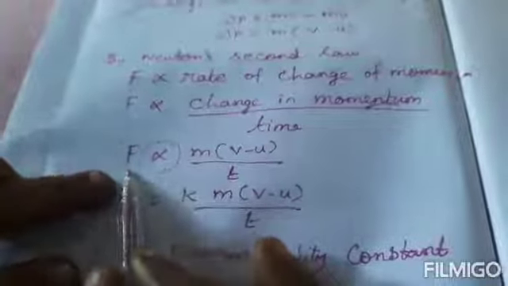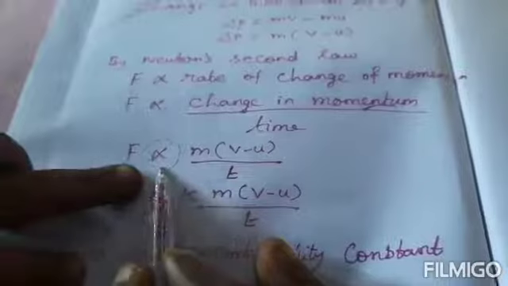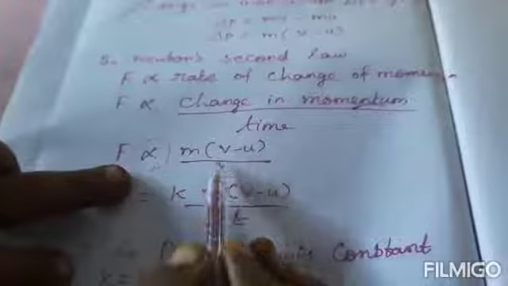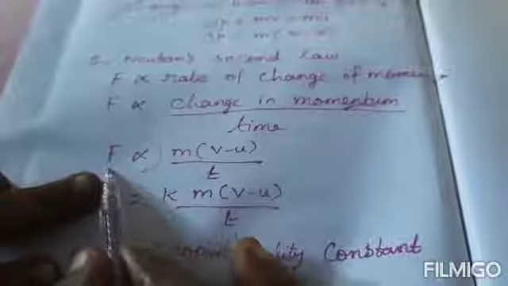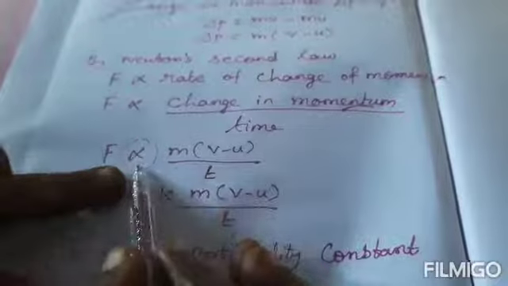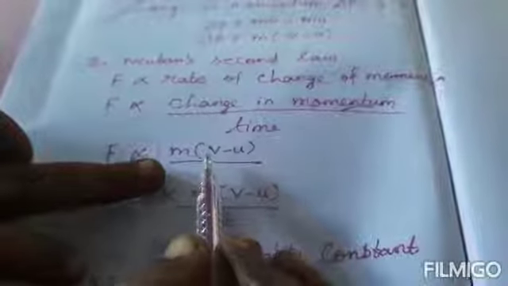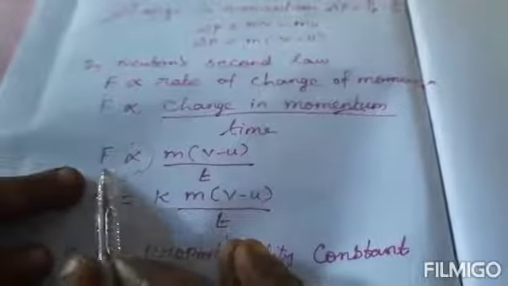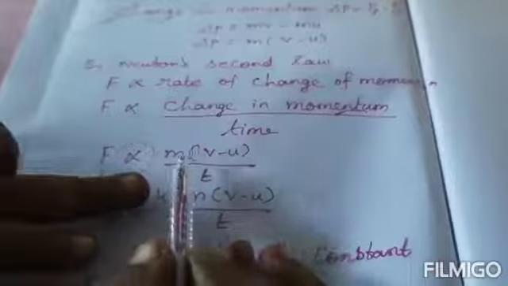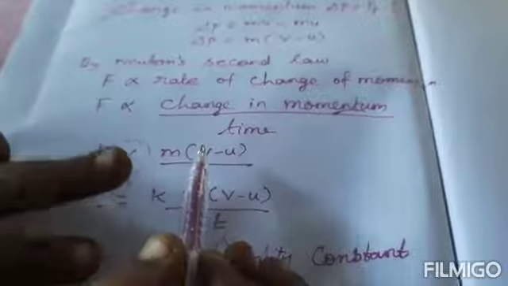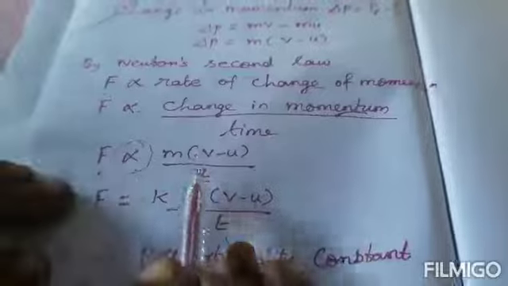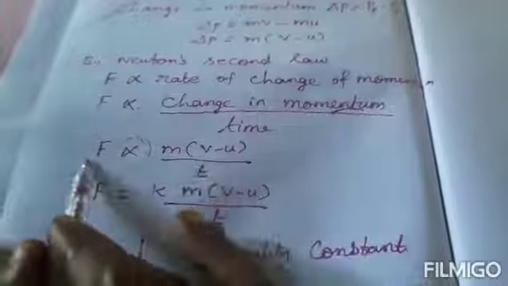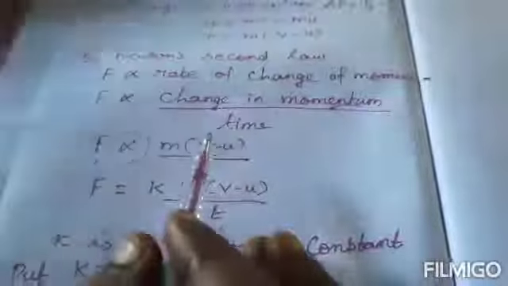F means what? Force acting on a body is directly proportional to the rate of change of momentum. This is only the rate of change of momentum. The force acting on a body is directly proportional to the rate of change of momentum of the body, and the change in momentum takes place in the direction of force. So this is the definition for Newton's second law.